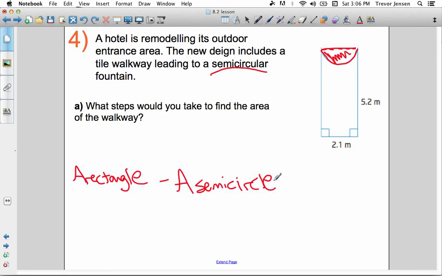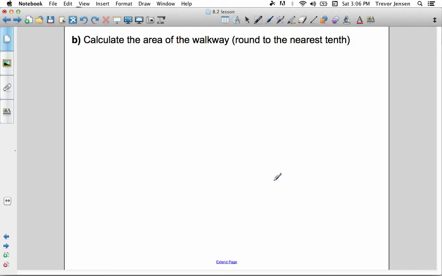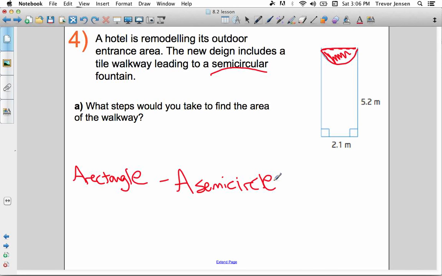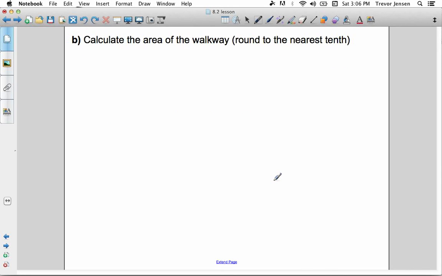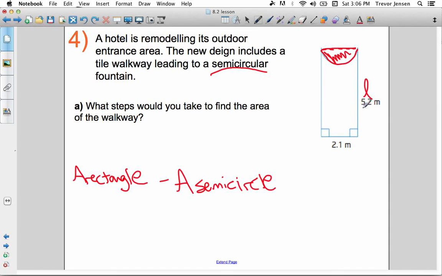Okay, so let's go ahead and do that. B, actually calculate the area of the walkway. Round to the nearest tenth. So I'm going to have to find the area of the rectangle, so I'll do that first. Area of the rectangle. I know the area of a rectangle equals length times width. Let's look at the diagram, and it gives me my length and my width.